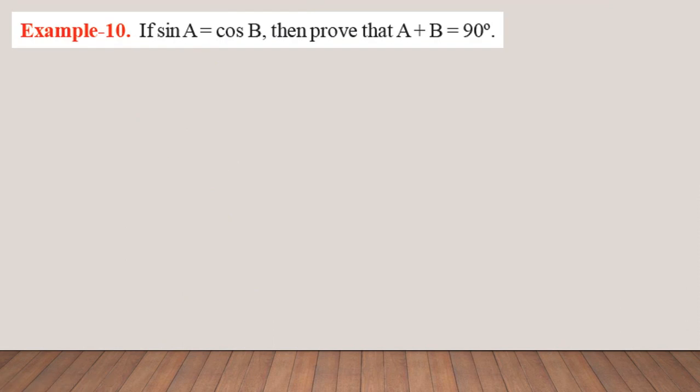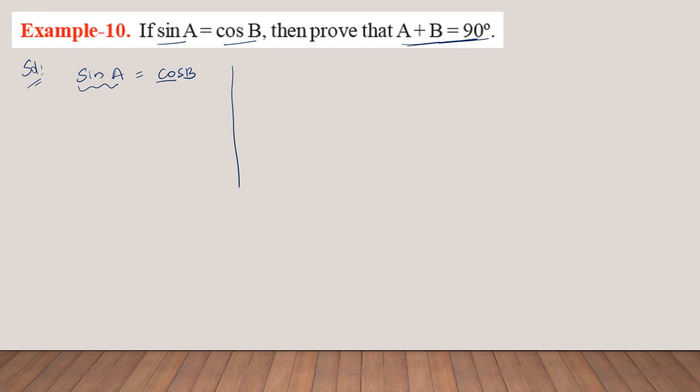Next, moving on to the next question, example number 10. If you observe this question, sin a is equal to cos b, then prove that a plus b is equal to 90 degrees. Already we know that, right? This is nothing but the main reason for solving those problems which we have done earlier, right? So sin a is equal to cos b, either you change sin as cos or otherwise you change cos as sin. We can do it either way.